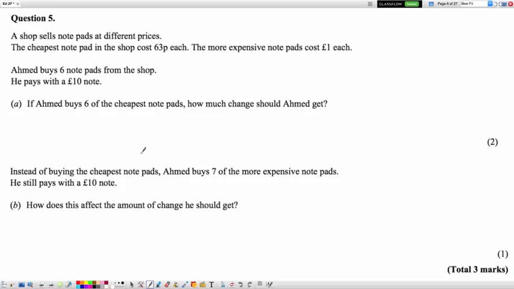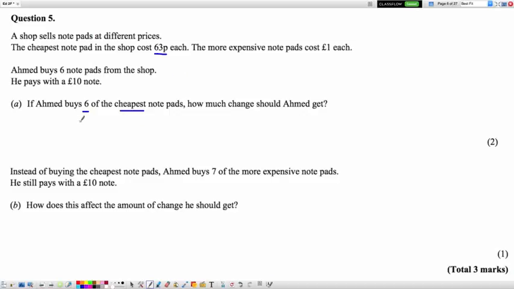A shop sells notepads at different prices. The cheapest notepad in the shop costs 63p each. The more expensive notepad costs £1. Ahmed buys 6 notepads from the shop. He pays with a £10 note. If Ahmed buys 6 of the cheapest, so the ones that cost 63p each, how much change should Ahmed get?